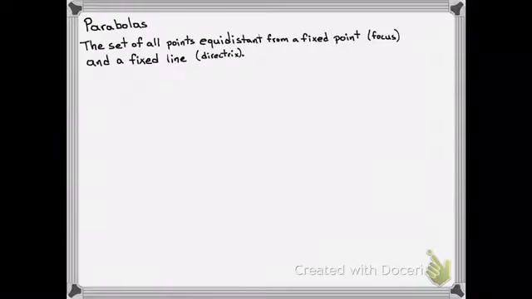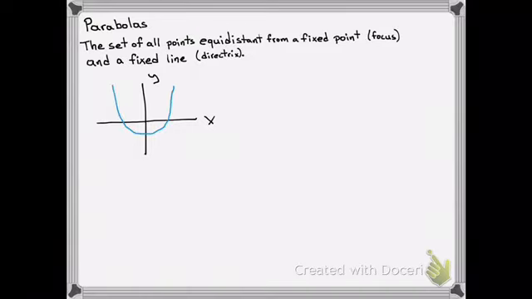The definition: the set of all points equidistant from a fixed point that we call a focus, and a fixed line, we call that the directrix. So I know you know what a parabola looks like. I'm going to draw a quick sketch. So standard parabola, here's your x-axis and your y-axis. And so a parabola looks something like that, right? Now let's do that in a different color. Let's go blue. And so there's our parabola.